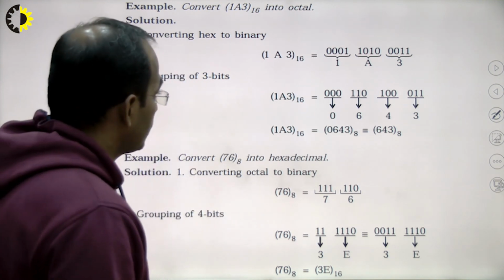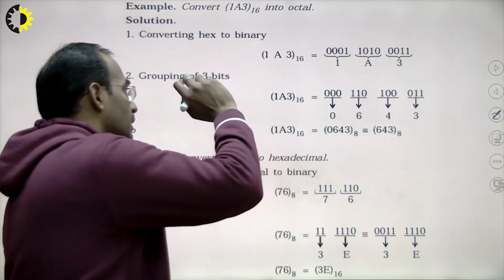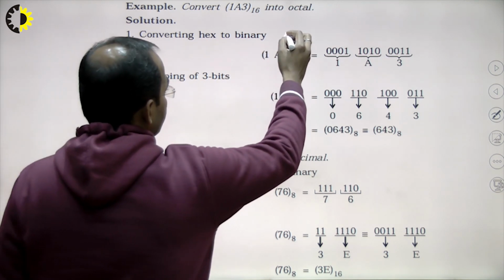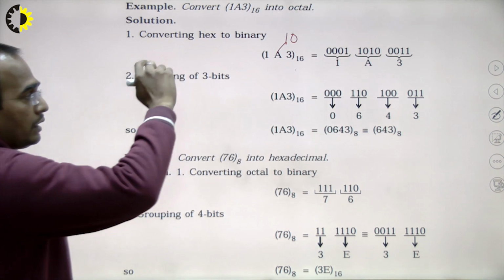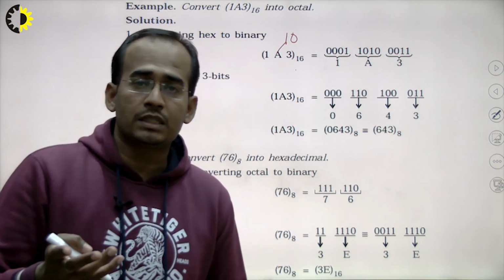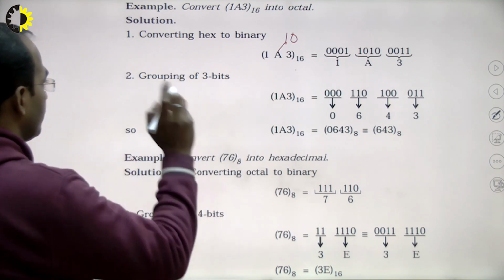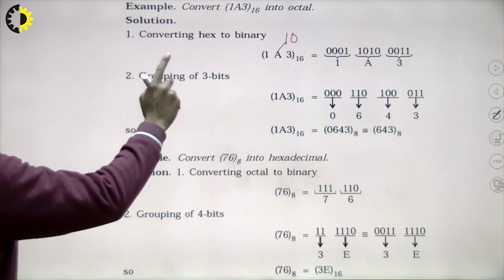So, what will I do? I have to remember that A is 10, and the binary equivalent of 3 is 011. I have to represent this. First you have to remember this. What will be the binary number of this 1, A and 3?